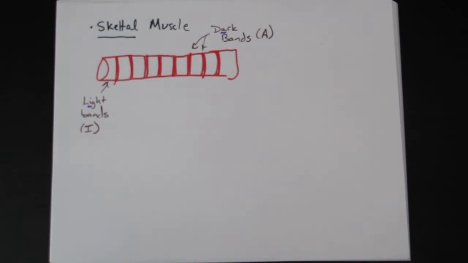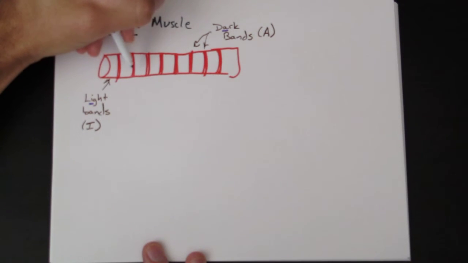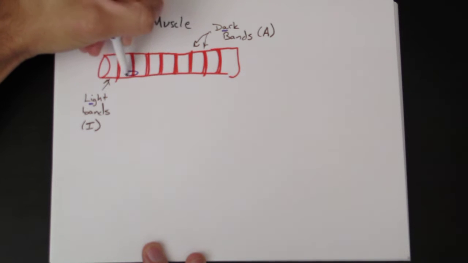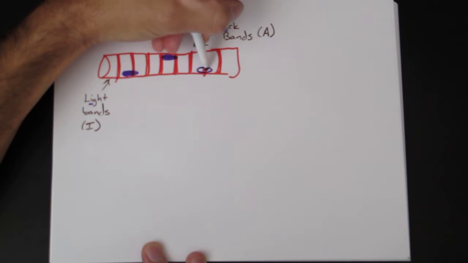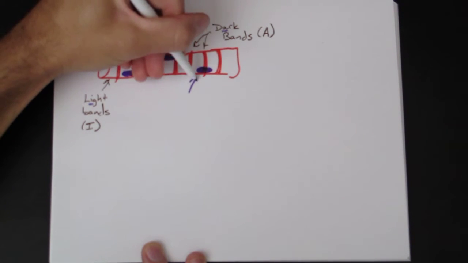So skeletal muscle has these obvious striations. Sometimes in older texts you'll hear skeletal muscle referred to as striated muscle, and you can see why. Now, cardiac muscle also has those striations that are obvious, but we often reserve that term striated for skeletal muscle. And the other thing that really defines a skeletal muscle cell is that it has multiple nuclei. So we have multiple nuclei as well.